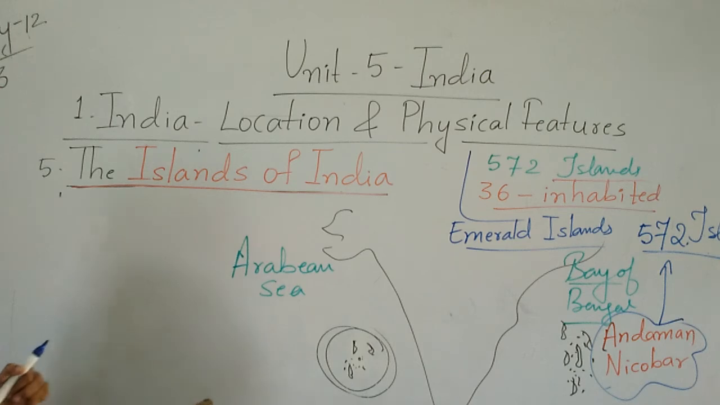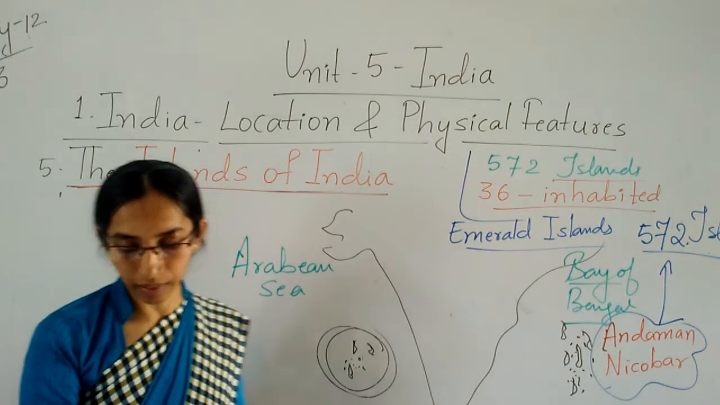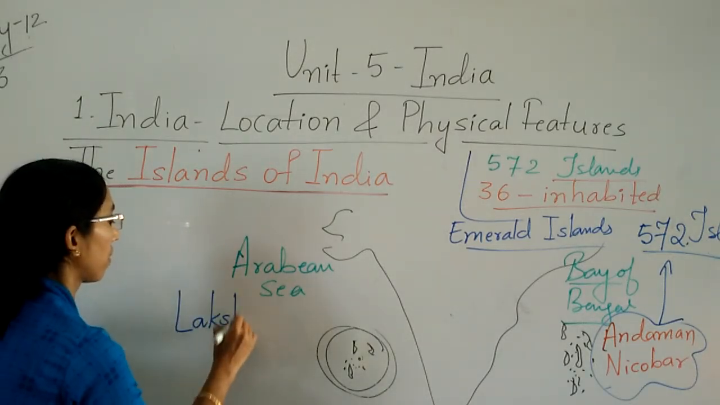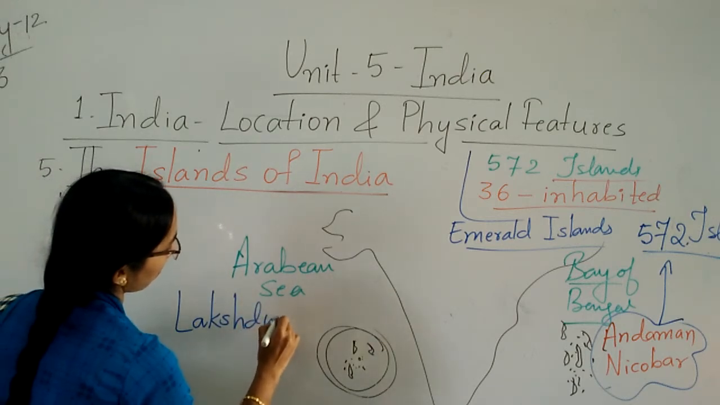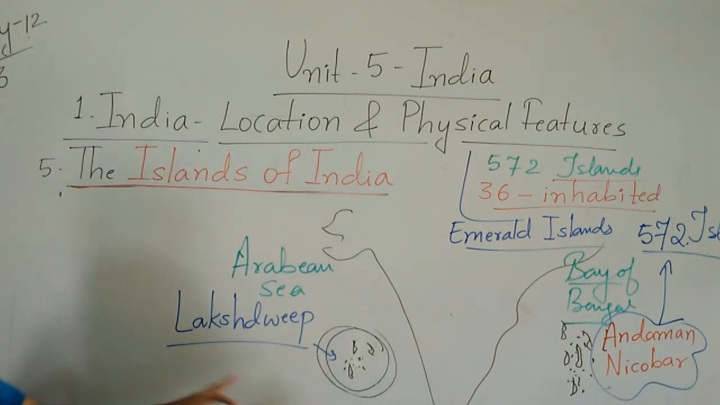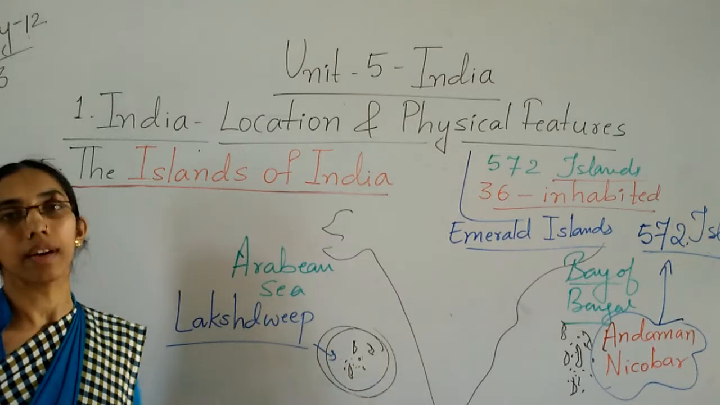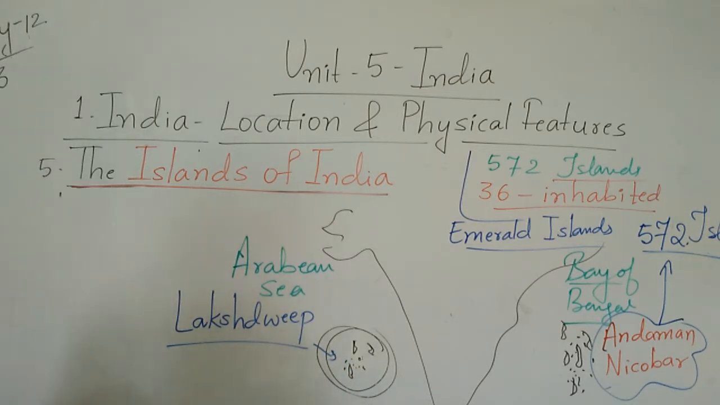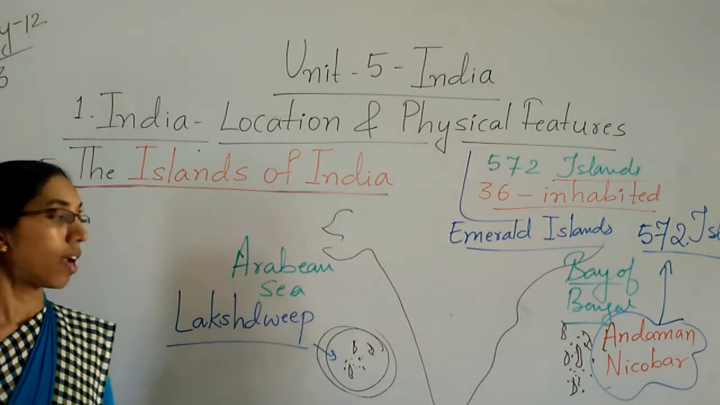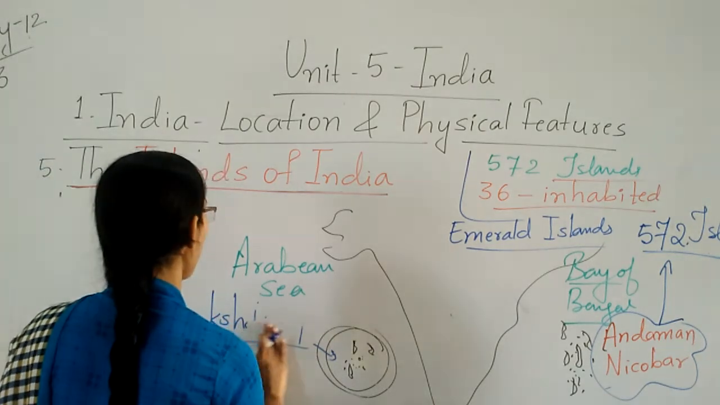Now we'll come to the Lakshadweep Island. Which one is the next here? Next is the Lakshadweep Island. Here also you can see the very small dots. That is called the island. So those islands are called Lakshadweep Island.